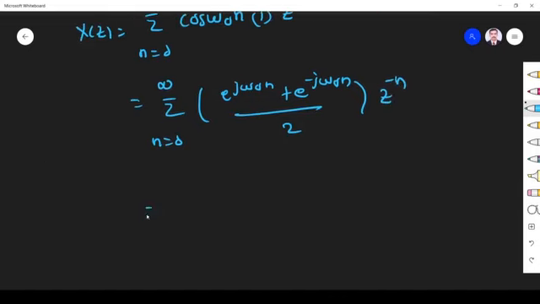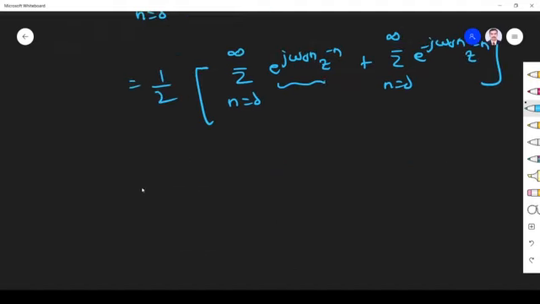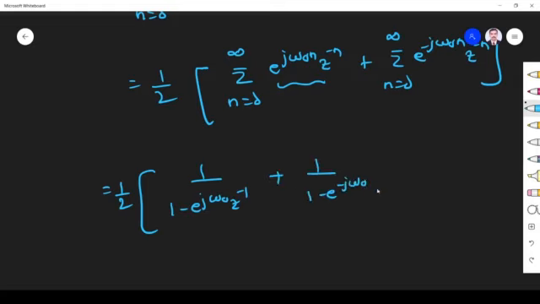Fine. So I take 1 by 2 outside. Split the equation: summation n goes from 0 to infinity, e power j omega naught n z power minus n, plus summation n goes from 0 to infinity, e power minus j omega naught n z power minus n. So as usual, using the formula, 1 by 2 times 1 by 1 minus e power j omega naught z inverse plus 1 by 1 minus e power minus j omega naught z inverse.